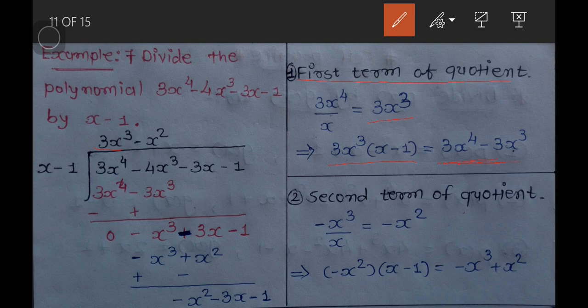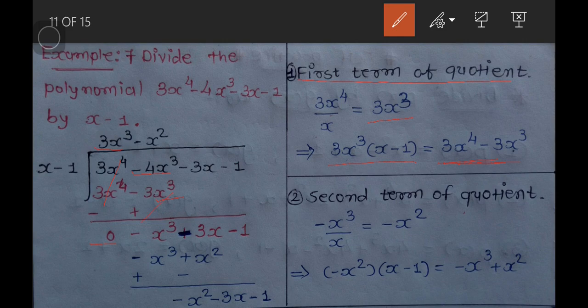Now we change the sign of both terms. Then we put here 3x raised to 4 plus, then we put here a minus sign, and 3x cube has a minus sign, so we put here a plus sign. Why? To subtract it from our dividend. So now this will equal 0. Now here minus 4x cube, and here plus 3x cube.